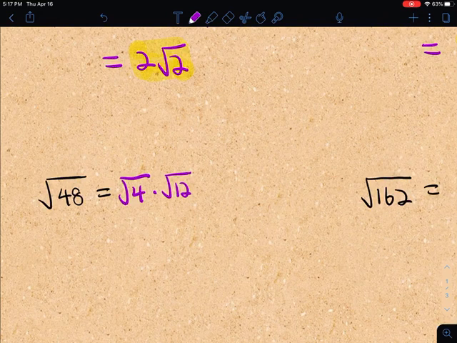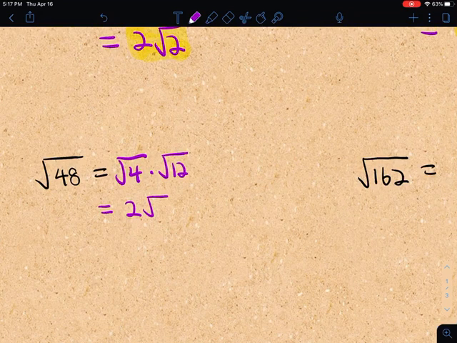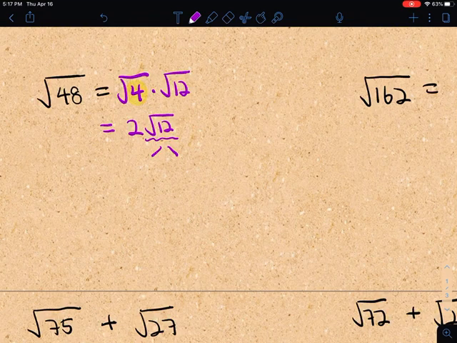Let's see what's going to happen if we use 4. That's going to be square root of 4 times square root of 12, because 4 times 12 is 48. And then square root of 4 is going to be 2, times square root of 12. But notice that we didn't use the largest perfect square. The largest should have been 16, but we used 4, which also works. So at the end, you can keep simplifying the square root that you have left. Here, the square root of 12, you can simplify a bit more.